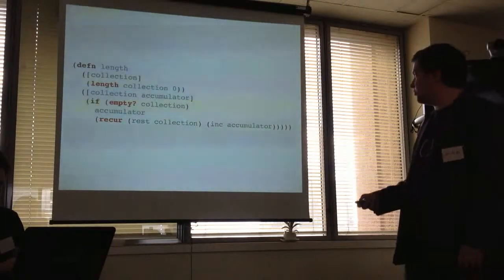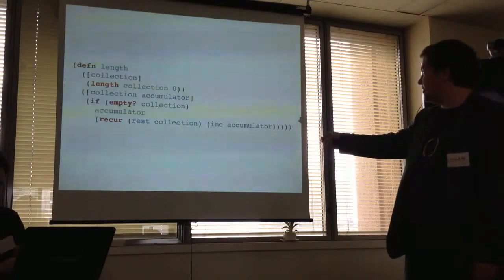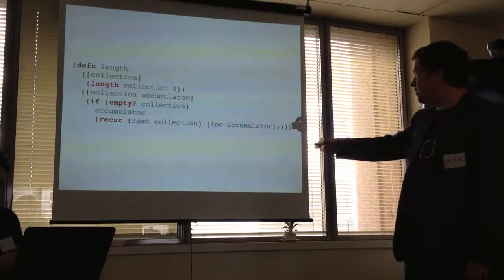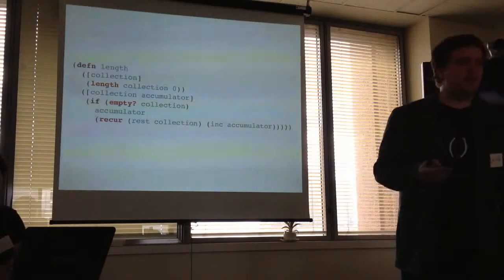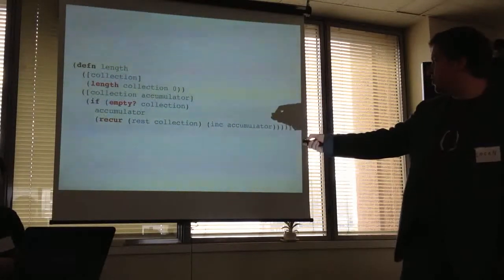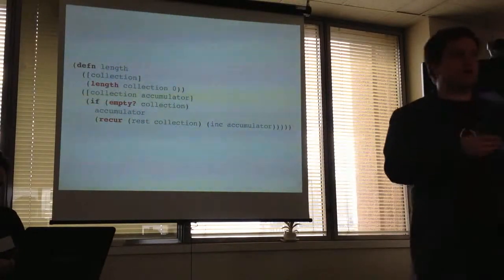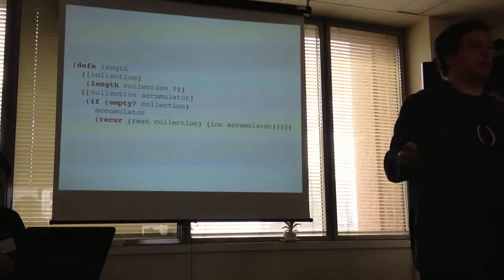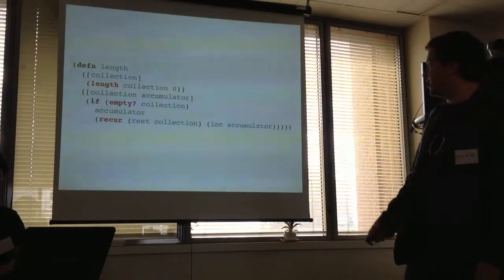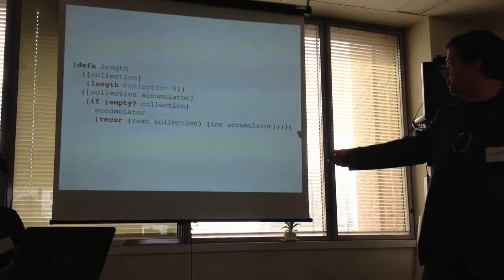Now, you'll remember from when you learned about recursion that we need a base case. So that's what my if statement is for. Once the collection is empty, we're going to stop looping through it, and we're just going to return the accumulator. So that will give us whatever the length has gotten up to. If we still have things left in the collection, then we're going to use recur.